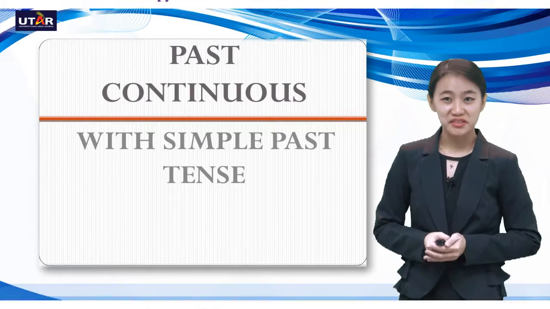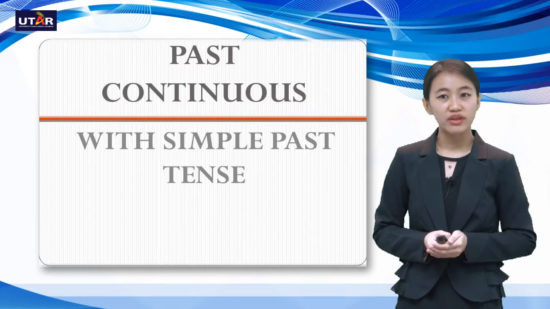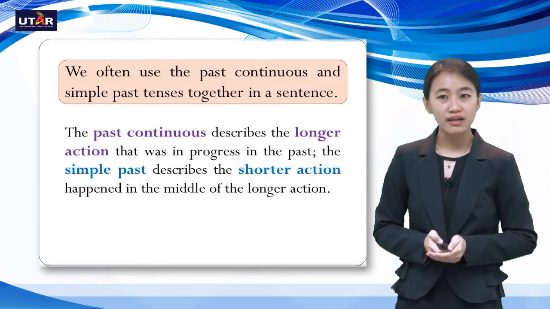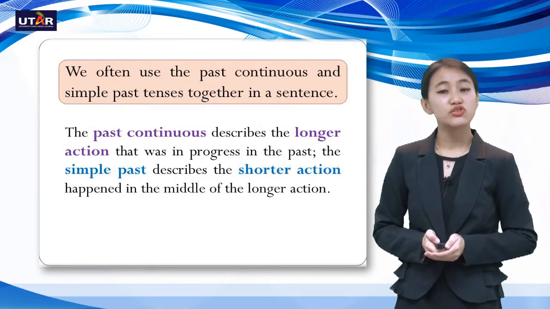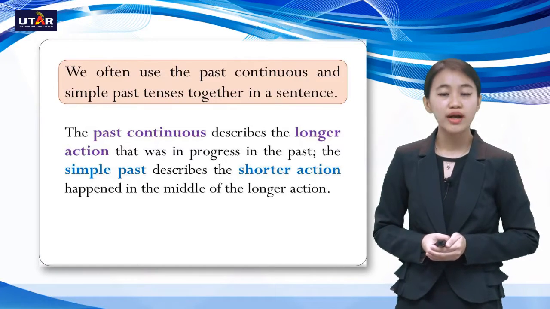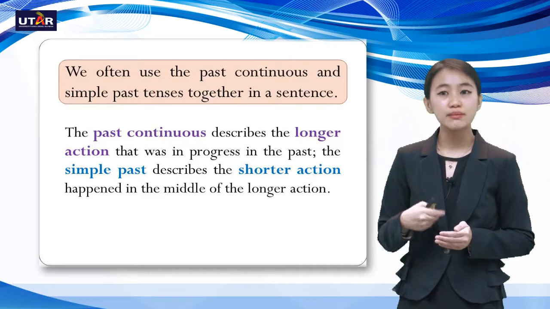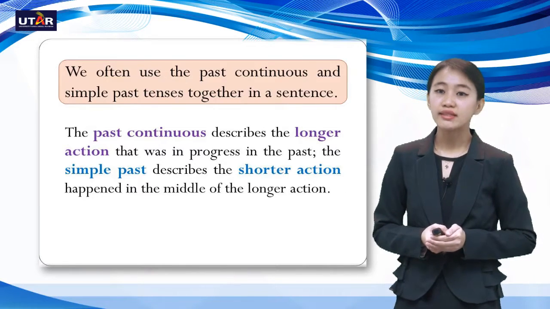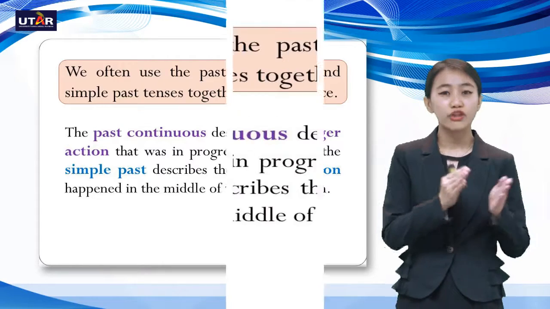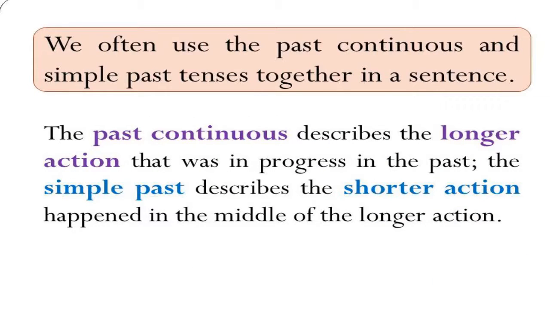Now, when it comes to past continuous, it is always used with simple past tense. We often use the past continuous and simple past tense together in a sentence. The past continuous describes the longer action that was in progress in the past, and the simple past describes the shorter action that happened in the middle of the long action. So you have an action going on, and then you have something that stops it in the middle, or a short action that happens in the middle of that long action.